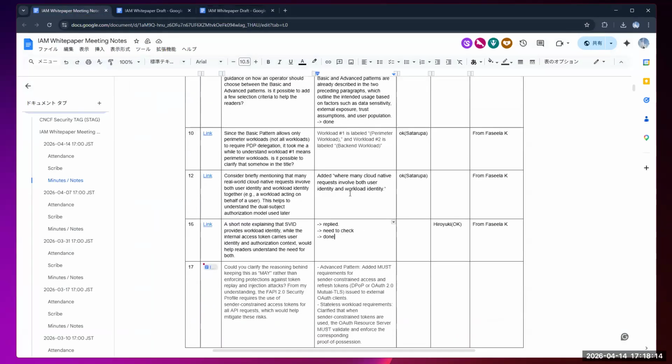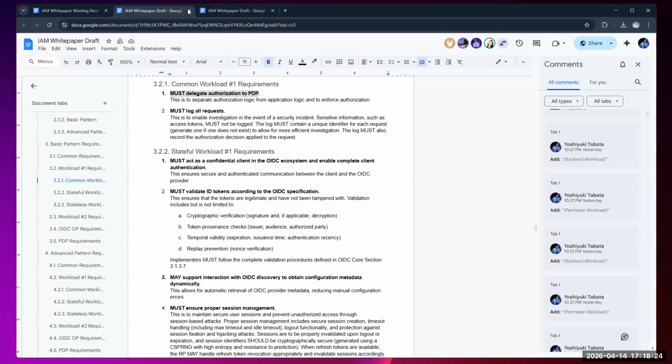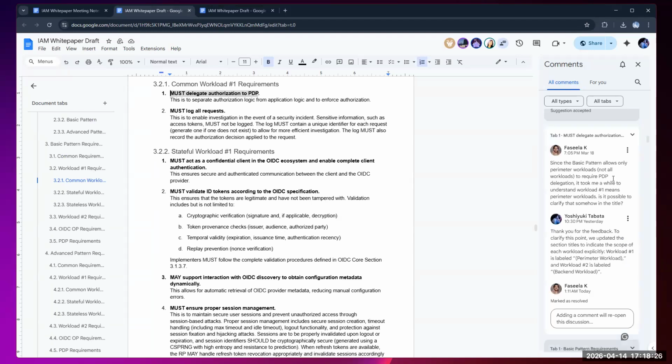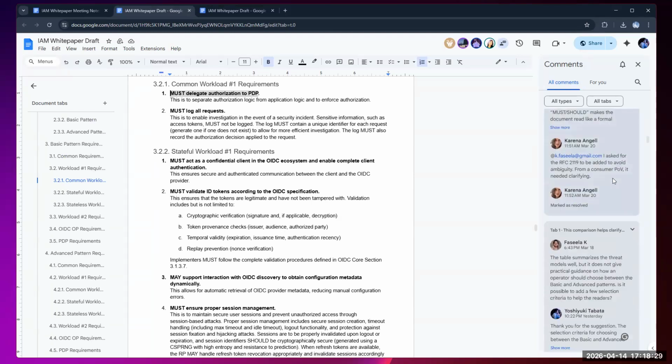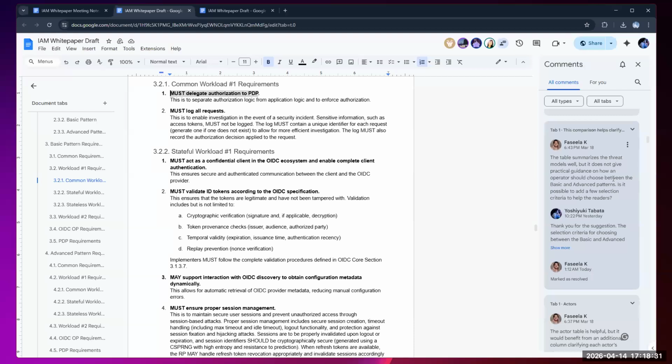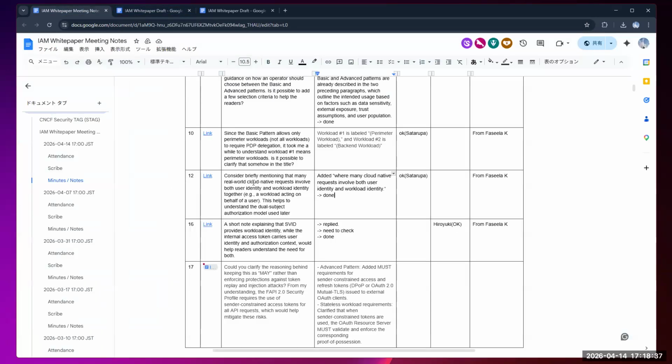And this is here. Maybe one more. This one I see, not this one. This is the basic pattern.